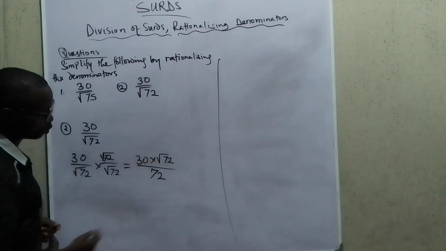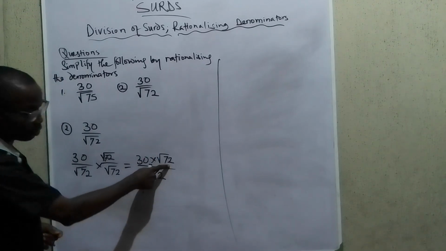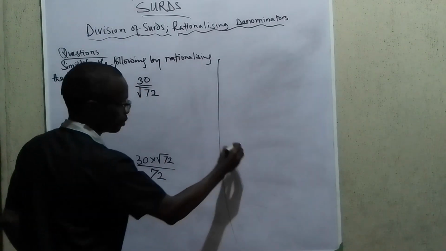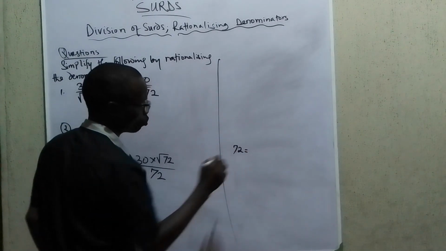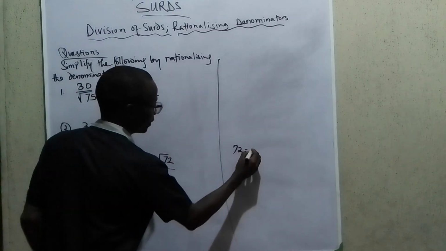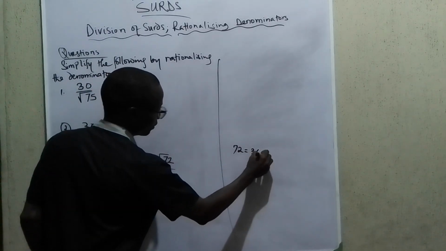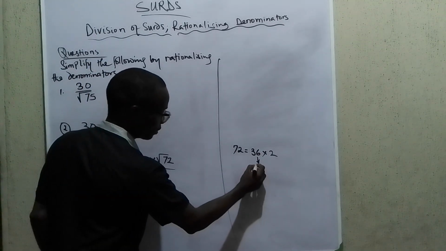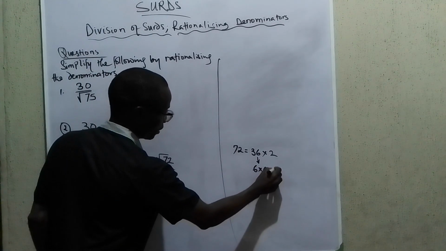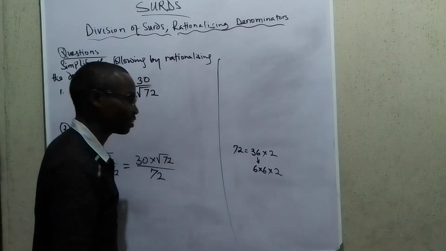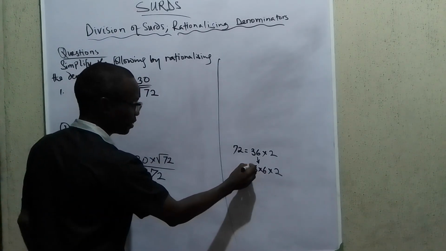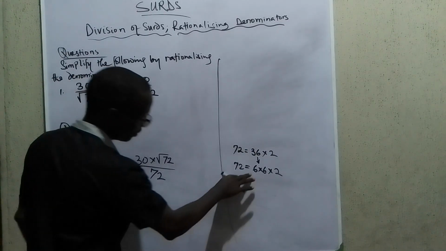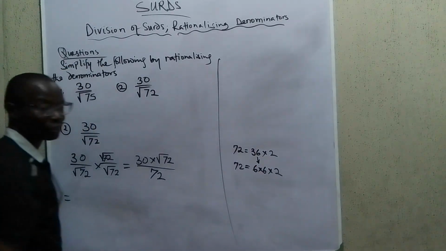So here now, what do we have? We have to work on this. What is going to be? Let's come here. What is 72? 72 is like 36 times 2. And what is 36? 36 is 6 times 6, times 2. Am I correct? Yes, 6 times 6 is 36. So 72 is this. I can use any of the two, right? I think this one is simpler because I've broken it down already.